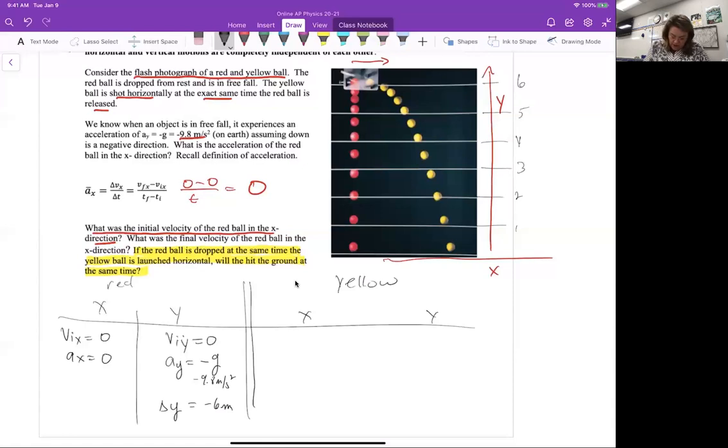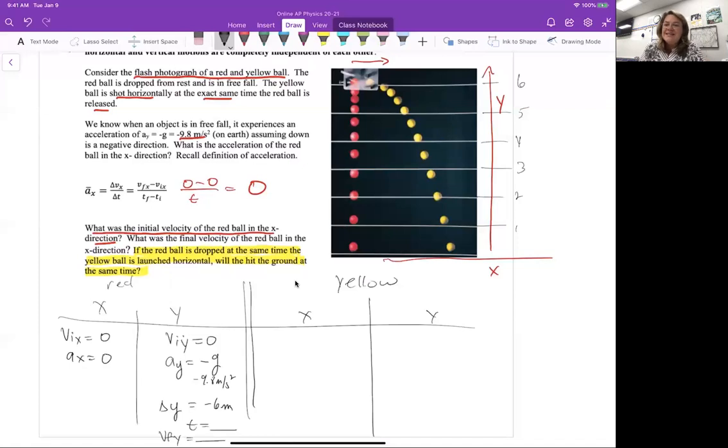So I can solve for the time that it took to go that negative 6 meters, and I can actually solve for v final in the y direction. I can find it because if I know 3 variables with my 4 equations, I can solve for the other 2 and become super happy. So here we go on the yellow ball.